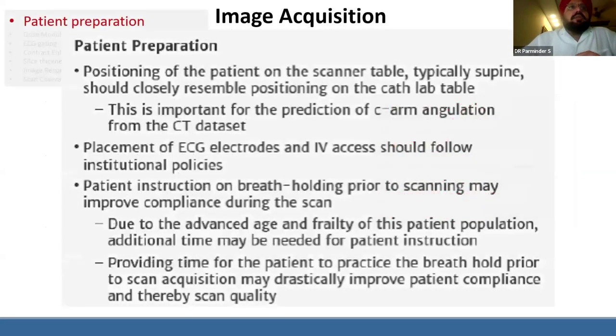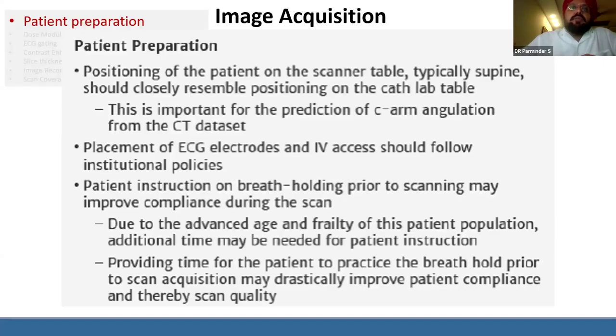In the image acquisition, first important thing is the patient preparation, which is often overlooked, but it's very important. Two important things in the patient preparation is that position of the patient on the scanner table should be typically supine, and it should closely resemble the position in the cath lab. Only then we can use angles and other measurements derived from CT data set in our cath lab, like angulations and other measurements.